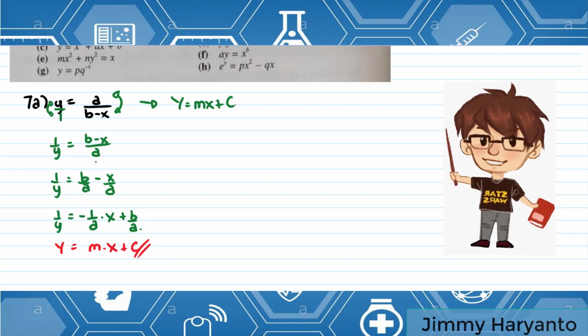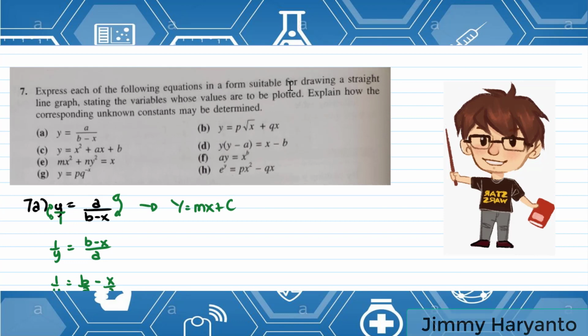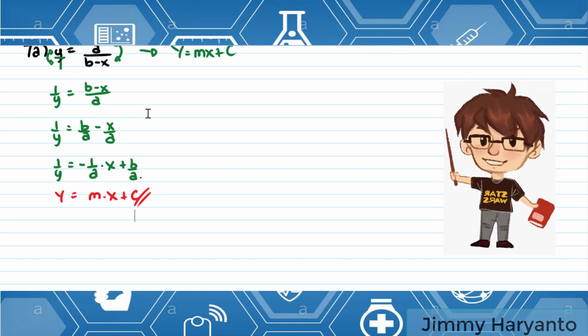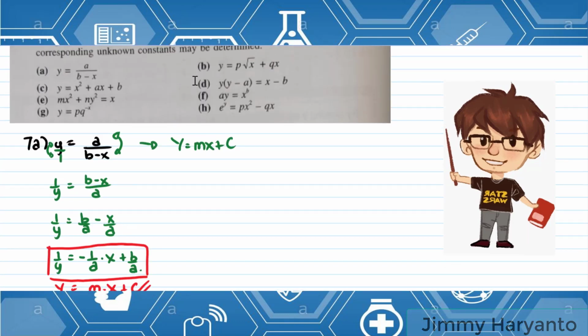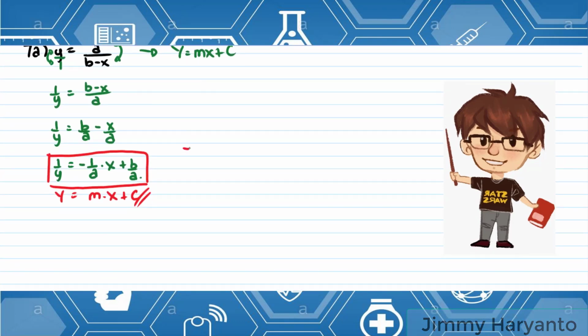So the question says express the following equation in a form, and then explain how the corresponding unknown constant may be determined. Okay, so this is the expression. We already made it into y equals mx plus c, and then we have to explain how the corresponding unknown constant may be determined. Okay, negative 1 over a is the gradient, and b over a is the y-intercept. There you go, it's for 7a.